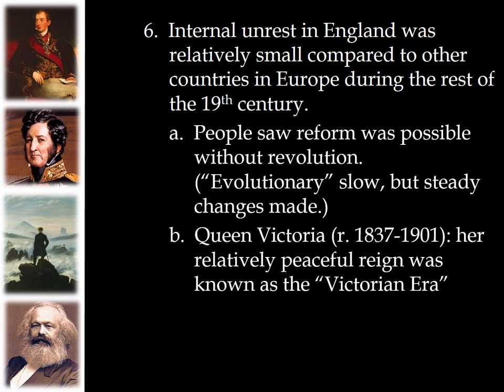Queen Victoria, who reigned from 1837 to 1901, had a relatively peaceful reign, and it's known as the Victorian era because most of this reform happens during her reign. So the Victorian era, she worked very well with Parliament whenever the Whigs or the Tories were in power. And so this Victorian era is seen as a very stable governing time in English history.